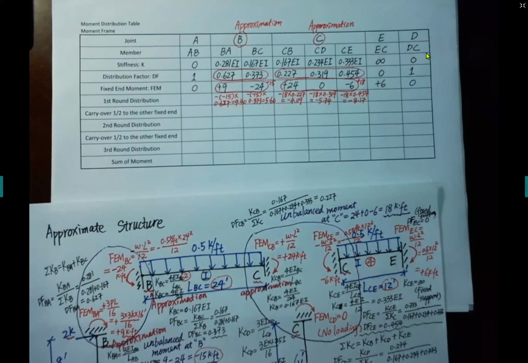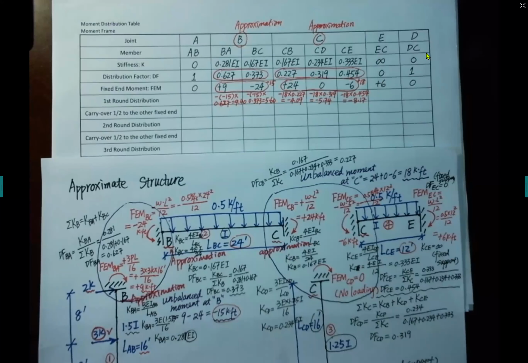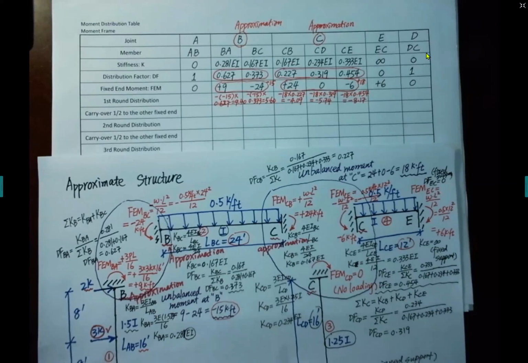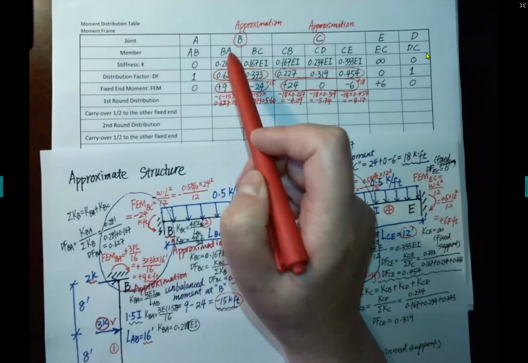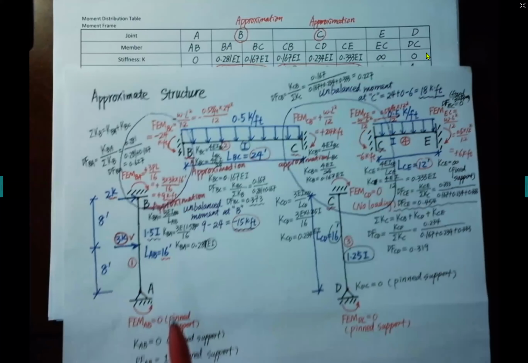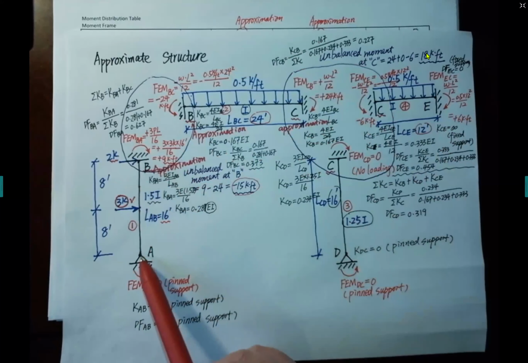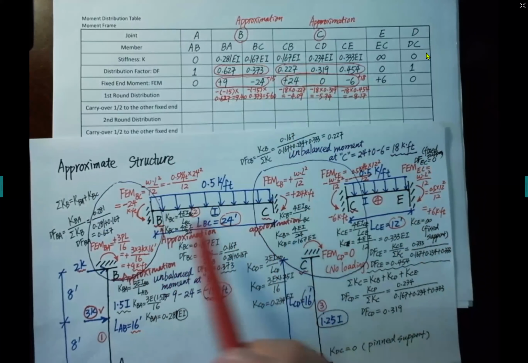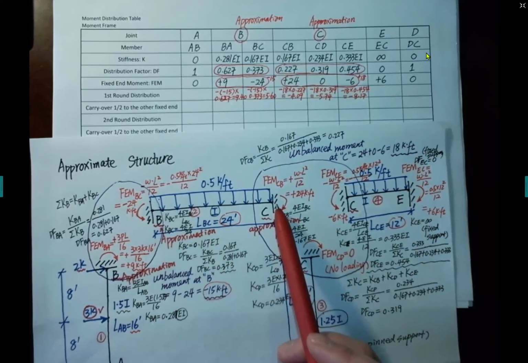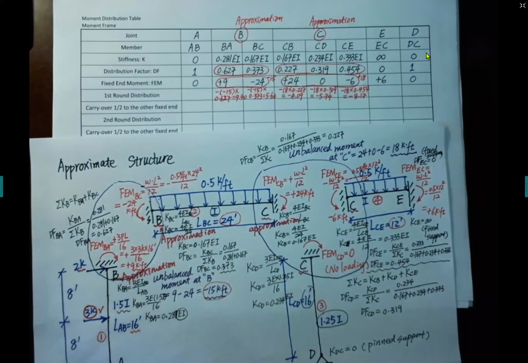This is the first round distribution. The distribution only occurs at the joints. So after the first round distribution, we will look at the member's other side. If the other side is fixed, we need to carry over one half of the distribution moment to the other end. For members AB and BA, we notice that in member BA the A end is pinned, so no carryover. Then for BC and CB, the far end is fixed, so we need to carry over the moment to the other side.